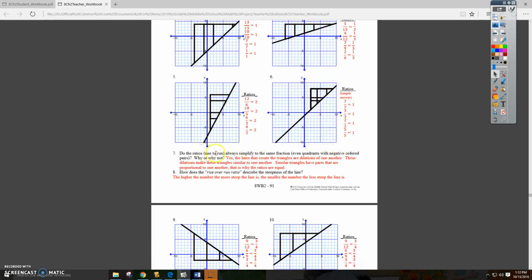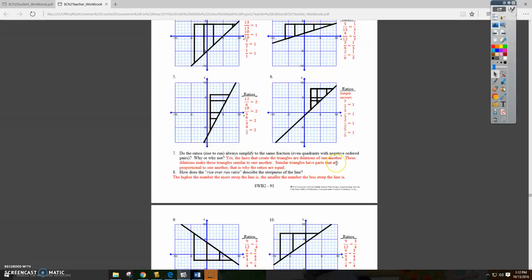So number 7 says, do the ratios always simplify to the same fraction? The answer is yes. The lines that create the triangles are dilations of one another. These dilations make the triangles similar. They have parts that are proportional, and so their ratios are going to be equal. So these similar triangles are going to have equal ratios, and that's what we found: they were all 2s, so they are all 1s.